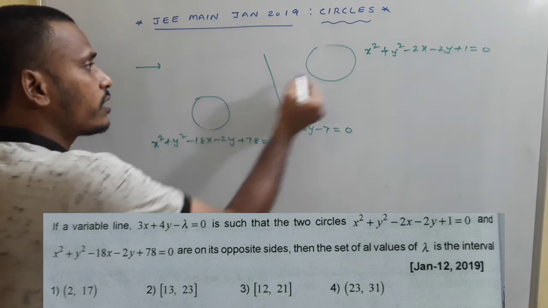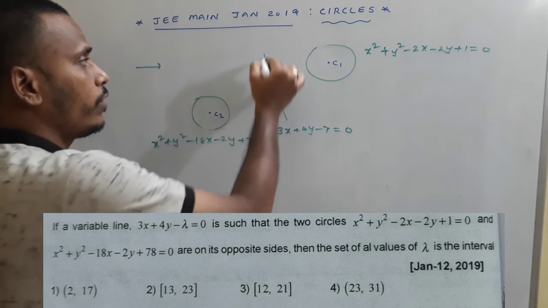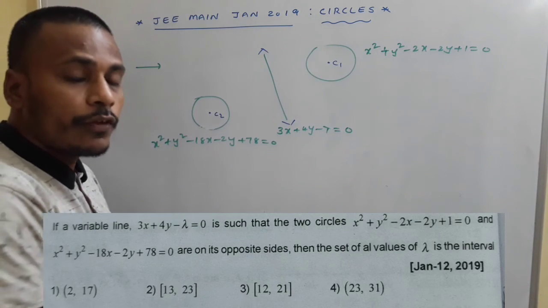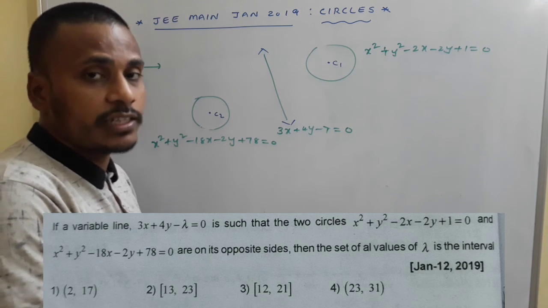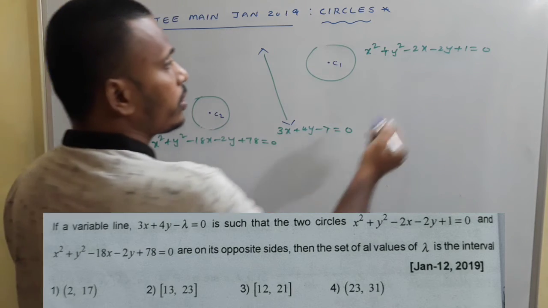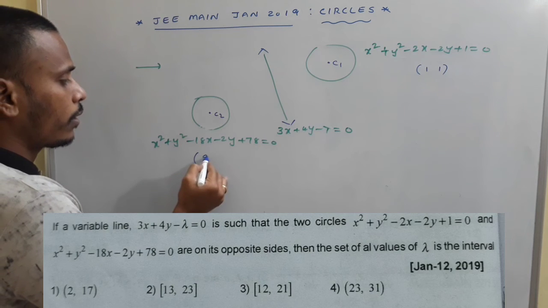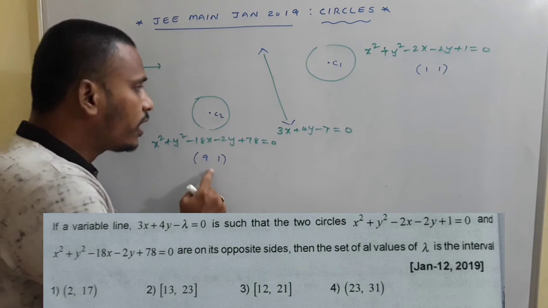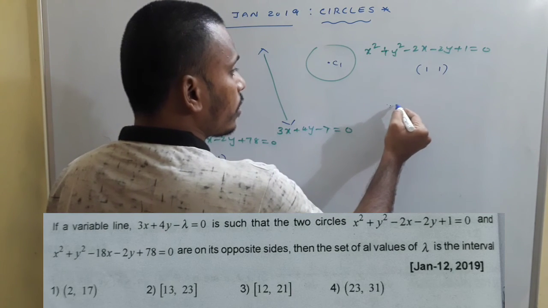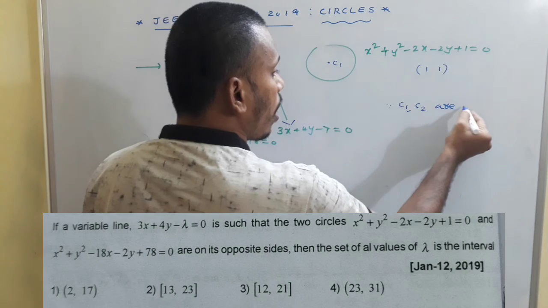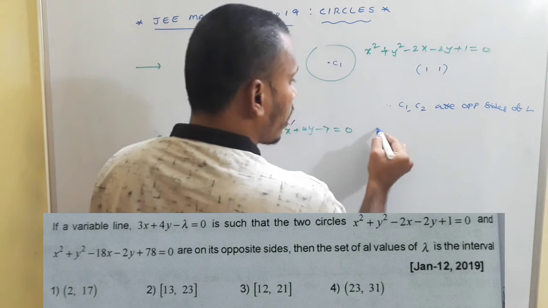Okay, one thing is centers. See, center 1 of this circle and center 2 of this circle are again on the opposite sides of this line. We did this in straight lines. If 2 points are on the opposite sides of a line, then those 2 points will generate opposite signs when you substitute in the line. Based on that, here the center is (1, 1), and here the center is (9, 1). Since (9, 1) and (1, 1) are on the opposite sides of this line, since C1, C2 are on opposite sides of L, it will generate opposite signs.